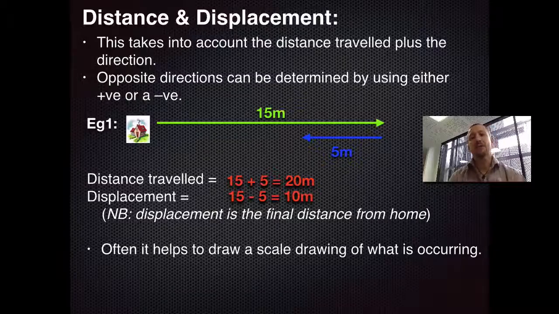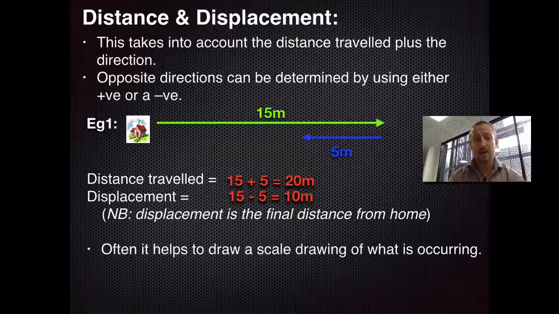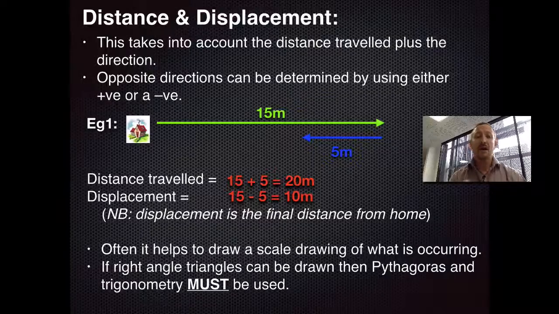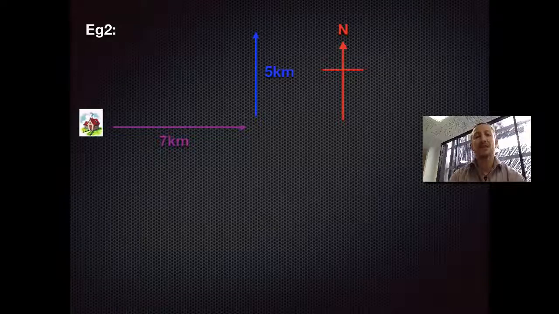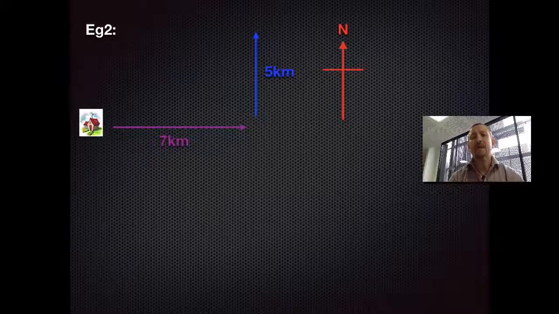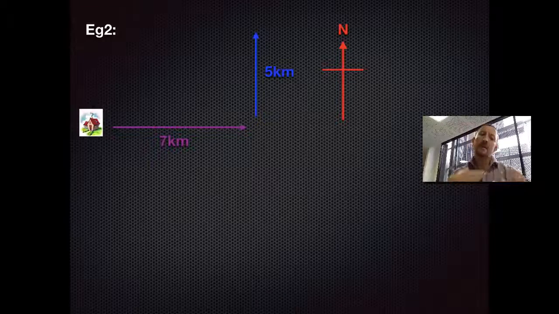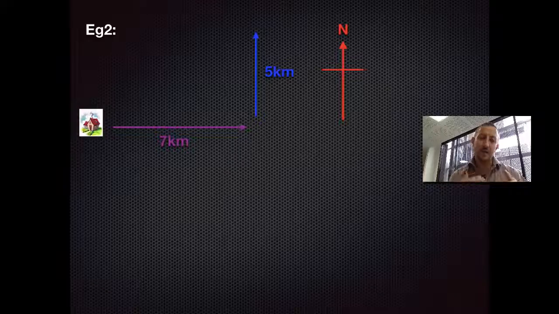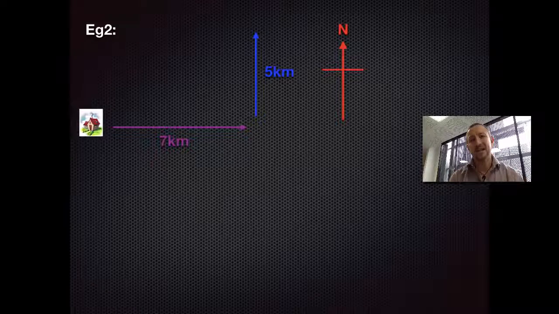Now, this is fine when we're working on a single plane, but it often helps to draw a scale diagram, especially when we're looking at two planes. And in this case, we have to use Pythagoras and trigonometry. So let's take the scenario here. I'm starting off at home, and I'm going to use the compass heading there, but I'm going to go 7 kilometers east, and then I'm going to go 5 kilometers north. Now, because they're not on the same plane, I cannot just add them together. I can add the two vectors together, and we'll cross that bridge later on in the course.